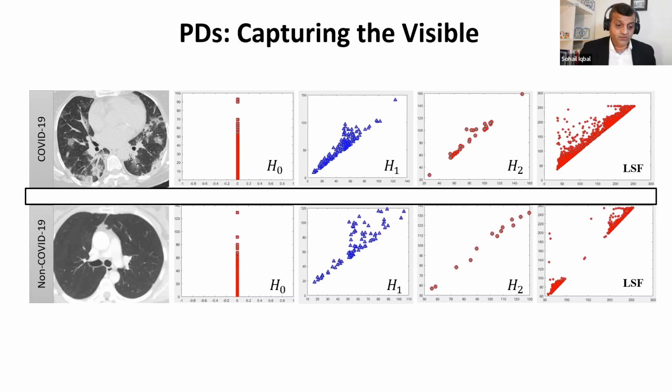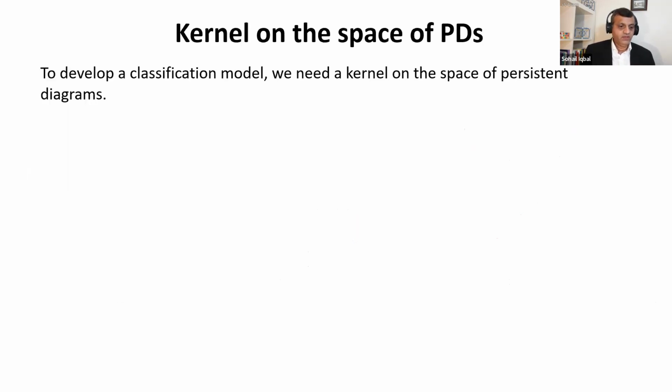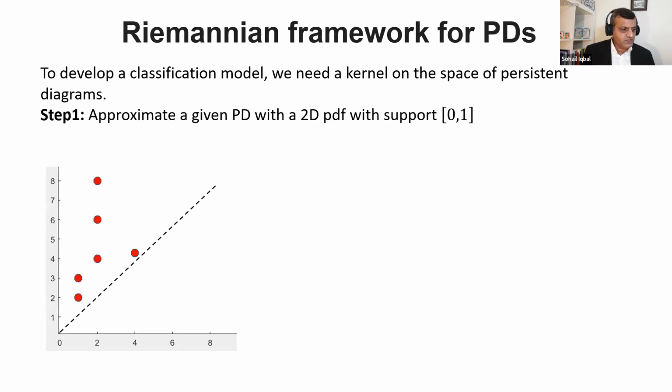So what we need is some sort of tool that can help us in doing statistics on this space of persistent diagrams. For that we are going to use a kernel on the space of persistent diagrams, and I'm going to use the study of Sohail, Anirudh et al. In that study, we start from a persistent diagram and approximate it with a two-dimensional PDF with support from 0 to 1, but that's not important here.